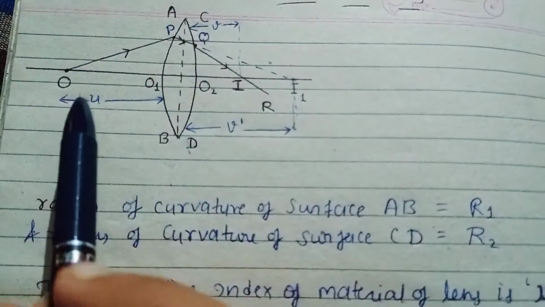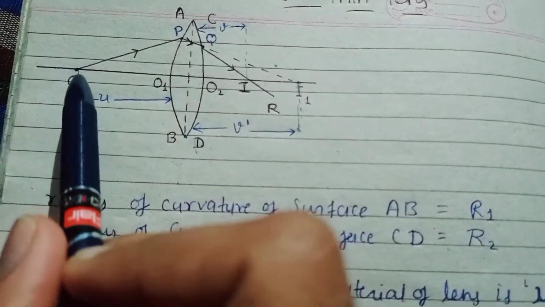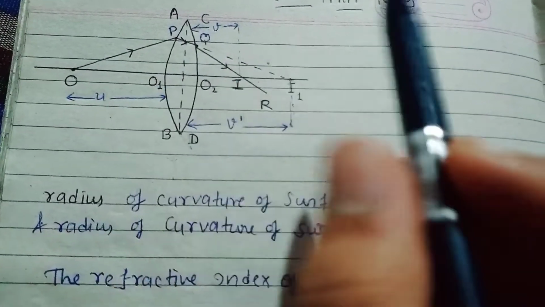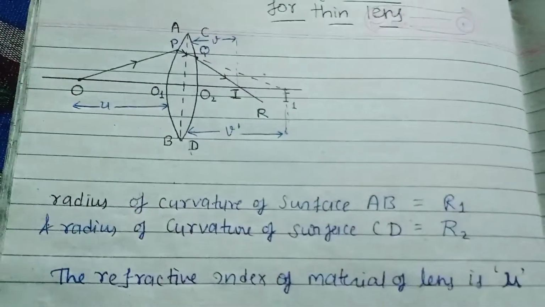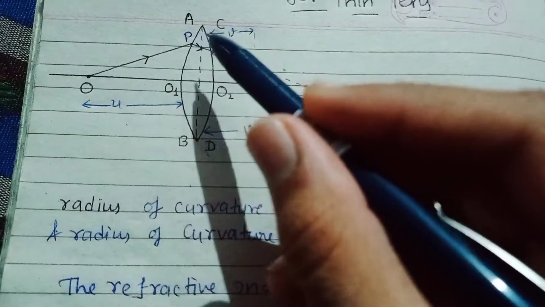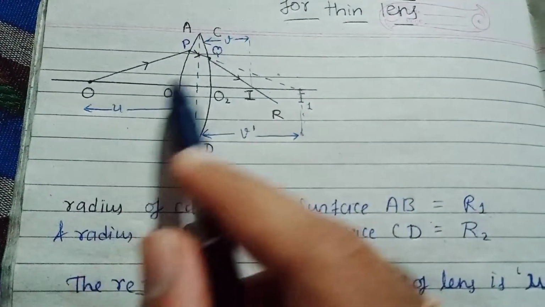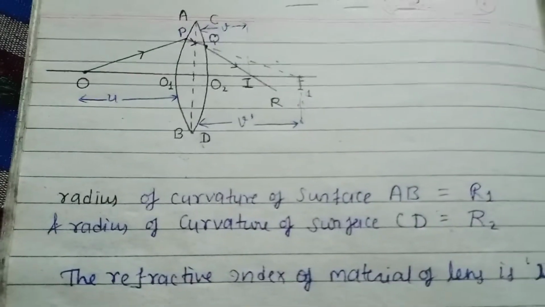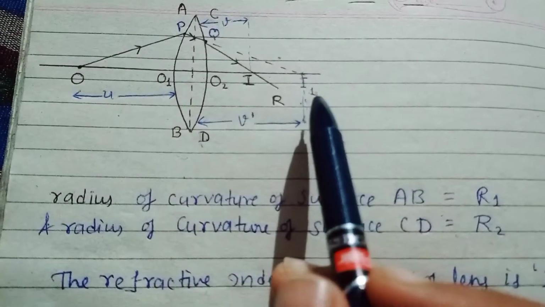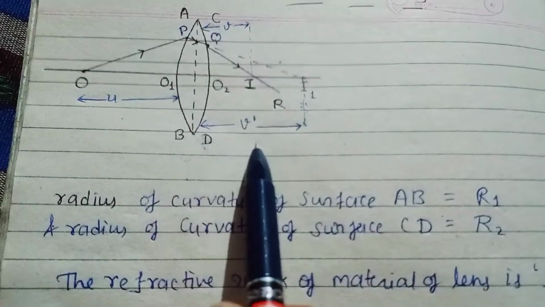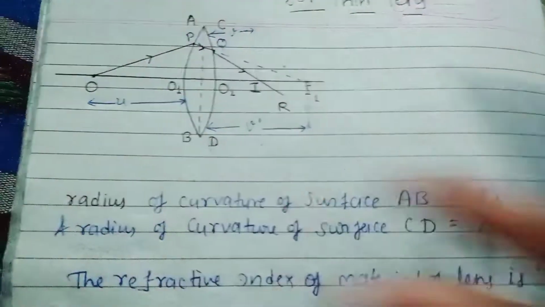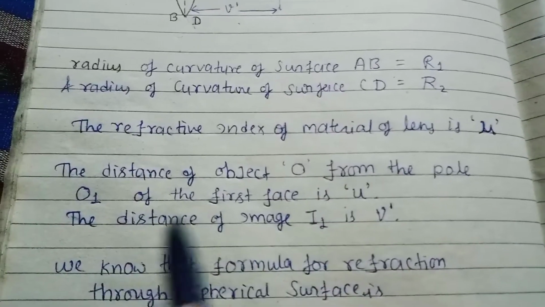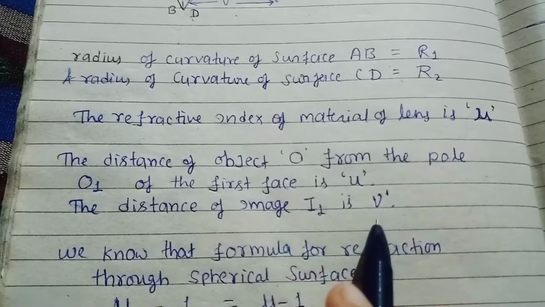Here, as you can see, the point object is O, and the distance of this object from the pole is u. After refraction, in the absence of the spherical surface CD, the image is formed at the point I1, and the distance of I1 from the pole is v dash. So the distance of the object O from the pole O1 of the first face is u, and the distance of image I1 is v dash.